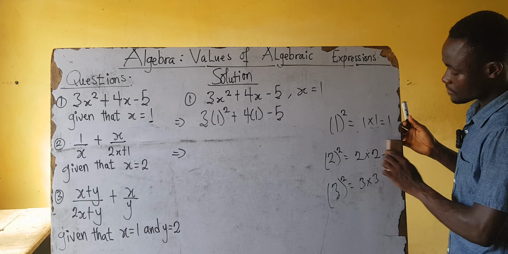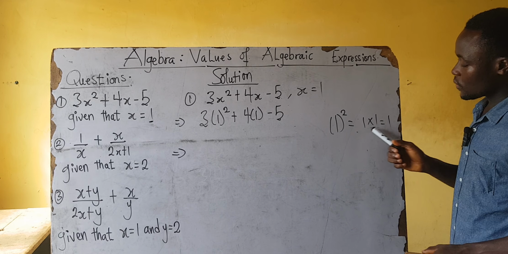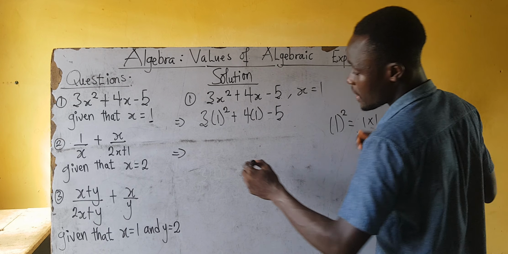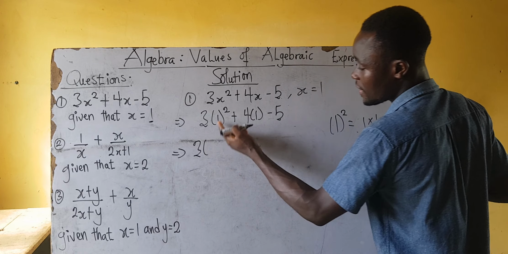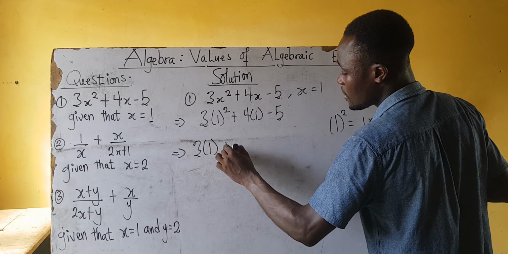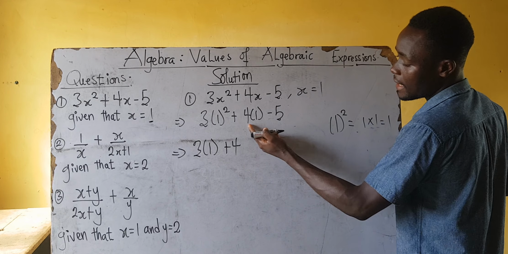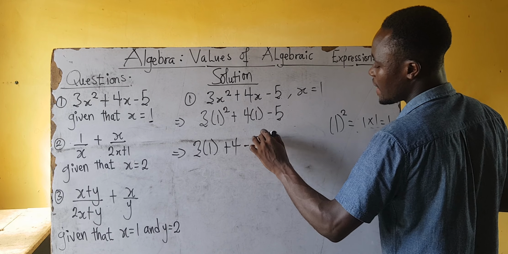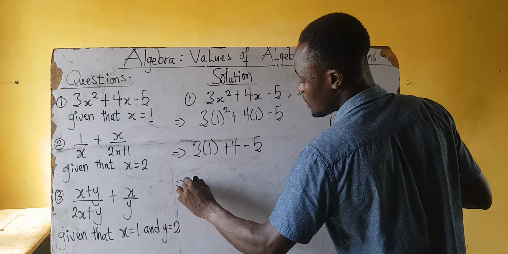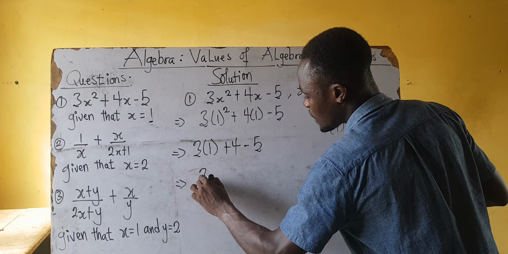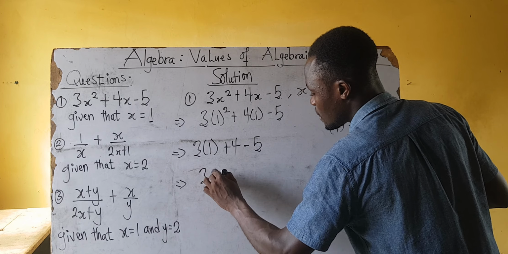So here, we know that 1 times 1 gives us 1. So it means that wherever in the bracket over here, after solving this, I had 1 plus 4. Okay, so 4 times 1 is 4 minus 5. Then here, I'm going to get 3 times 1 gives me what? 3 plus 4 minus 5.